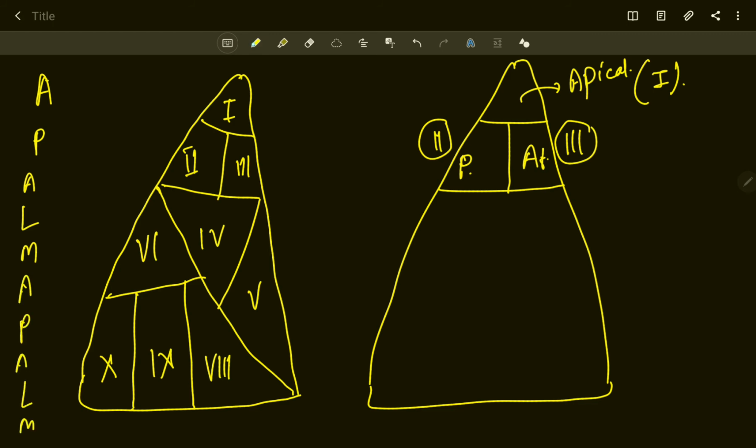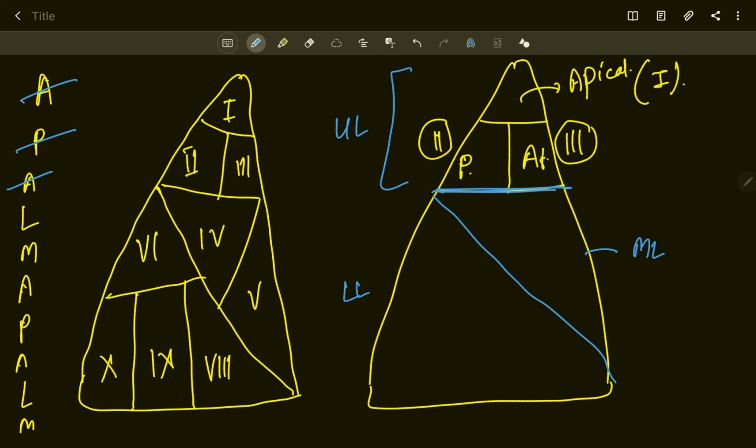So these 3 are covered. Now L for what? L for lateral. You can see these 3 are present in your upper lobe of the lung. Now this is your horizontal fissure, and this is your oblique fissure. This is your middle lobe, and this is the lower lobe.